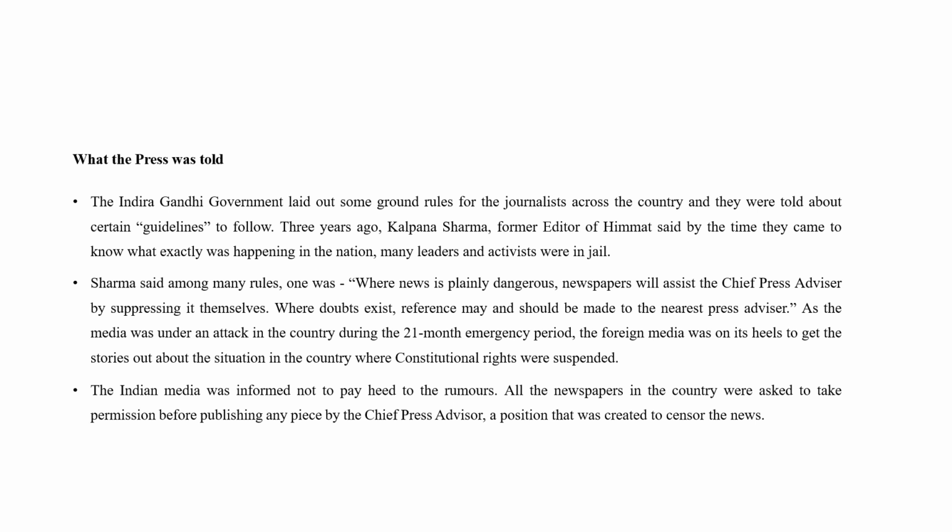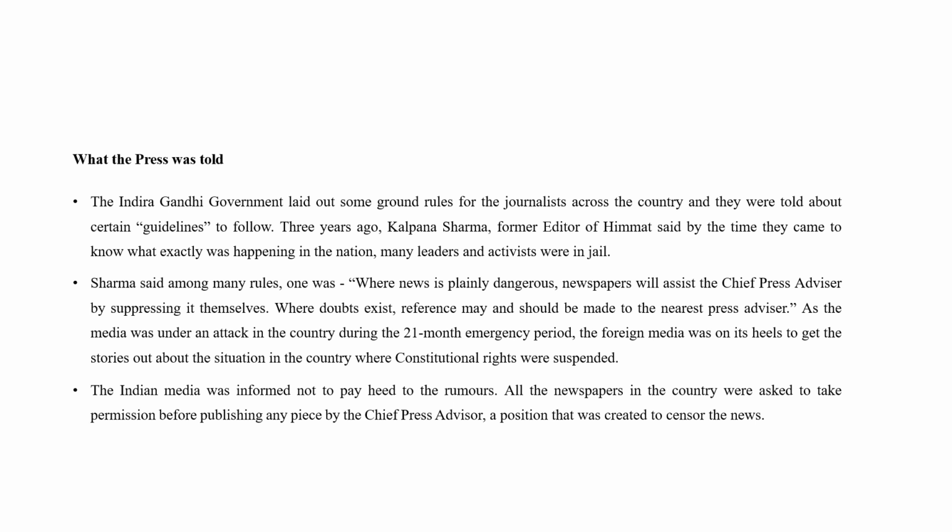What was the press told? The Indira Gandhi government laid out some ground rules for journalists across the country, and they were told about certain guidelines to follow. Kalpana Sharma, former editor of Himmat, said that by the time they came to know what exactly was happening in the nation, many leaders and activists were in jail. Amongst many rules was: where news is plainly dangerous, newspapers will assist the chief press advisor by suppressing it themselves. Where doubt exists, reference may and should be made to the nearest press advisor.